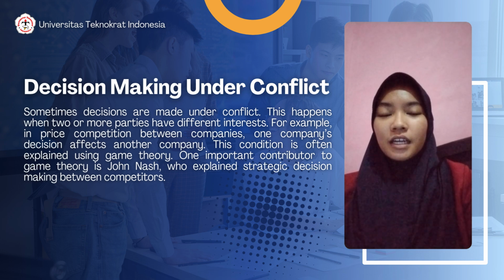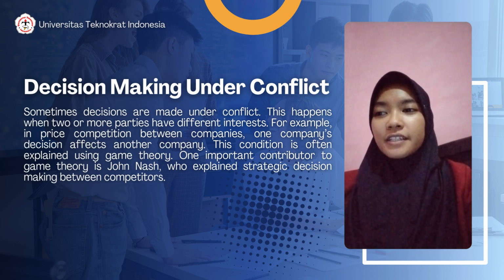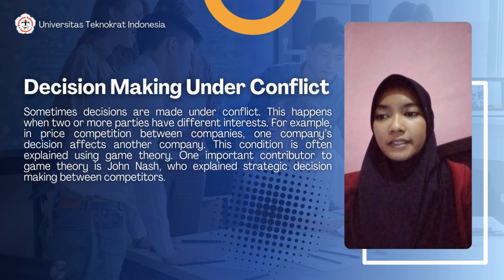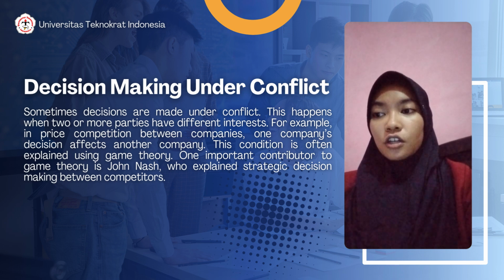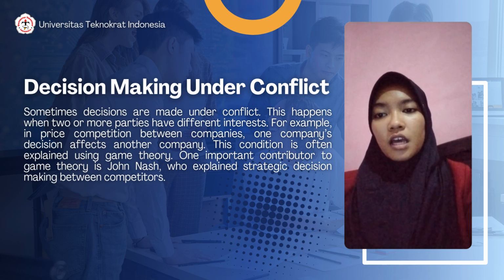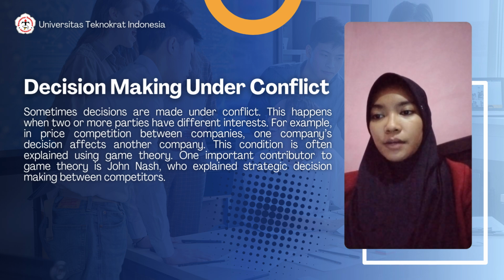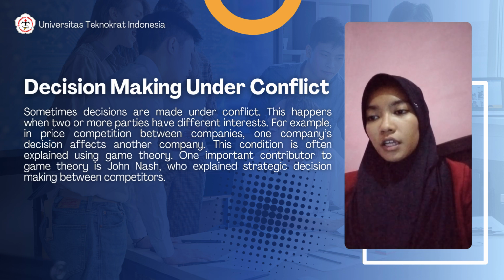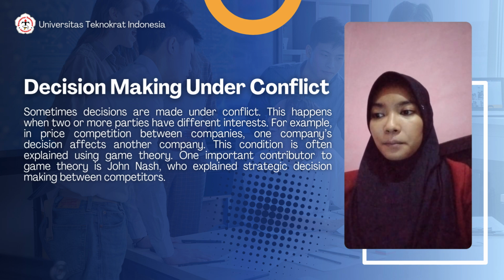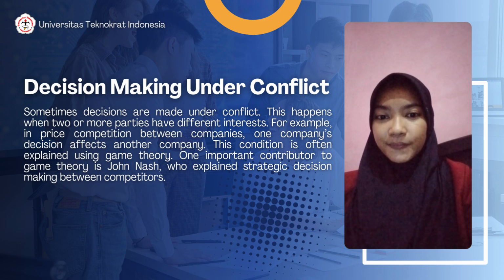Next, decision making under conflict. Sometimes decisions are made under conflict. This happens when two or more parties have different interests. For example, in price competition between companies, one company's decision affects another company. This condition is often explained using game theory. One important contributor to game theory is John Nash, who explains strategic decision making between competitors.